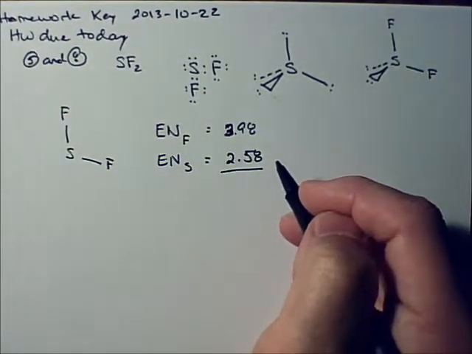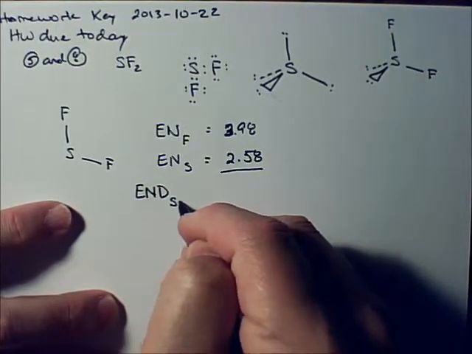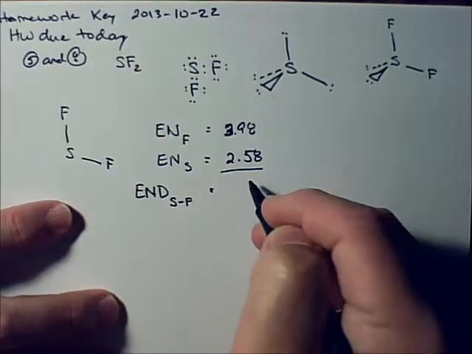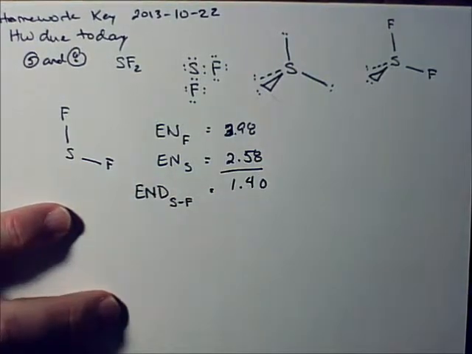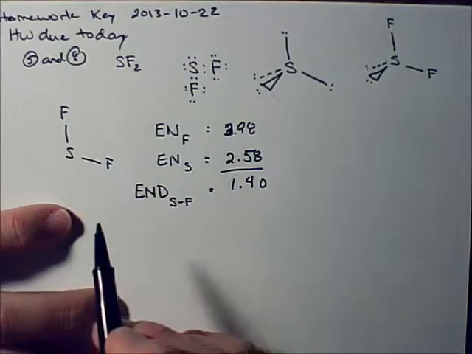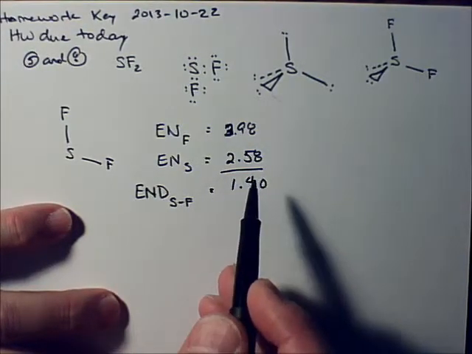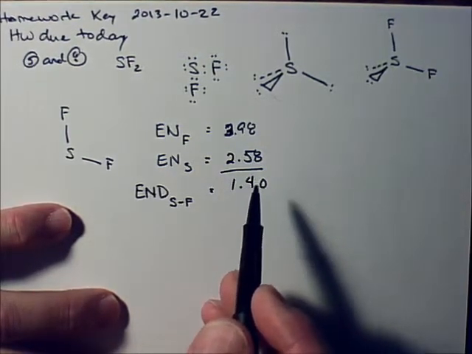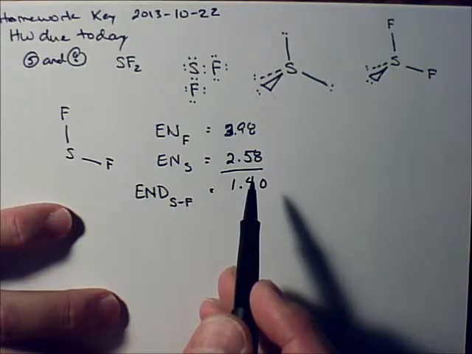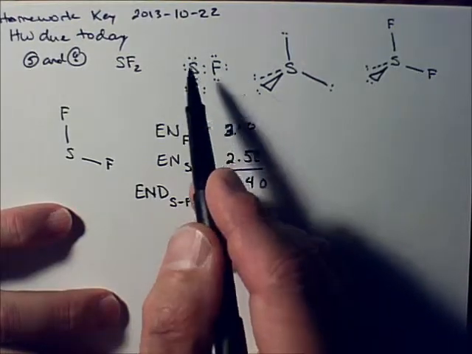And what we're going to do is define the difference. We want the electronegativity difference for a sulfur to fluorine bond. Alright? And so the electronegativity difference is 1.40. If it's a molecular compound and the electronegativity difference is greater than 0.5, then that's going to be a polar bond. We know it's a molecular compound because we're combining all nonmetals.